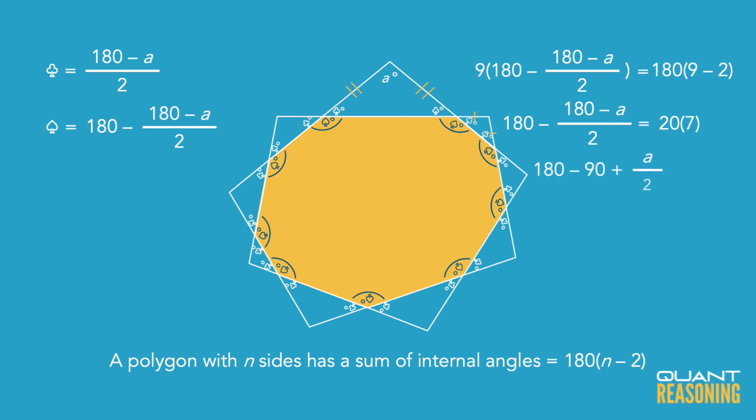So simplifying the equation further, we get 180 minus (90 plus a over 2). Remember there that minus minus turns into plus, and finish it off from there.